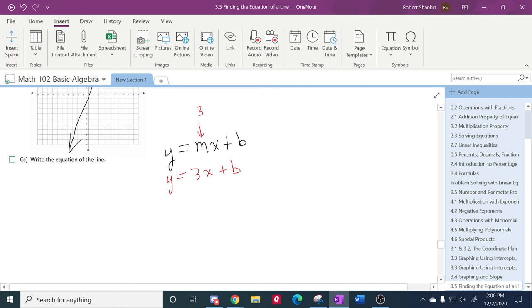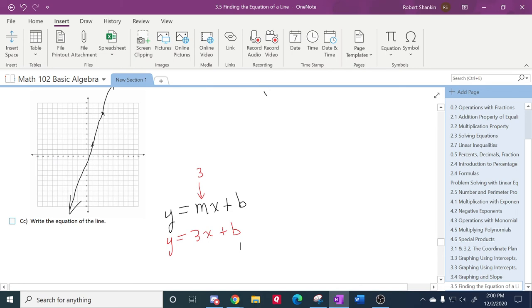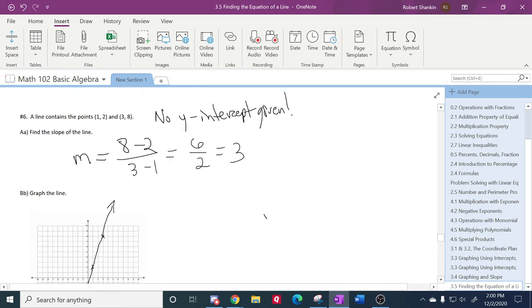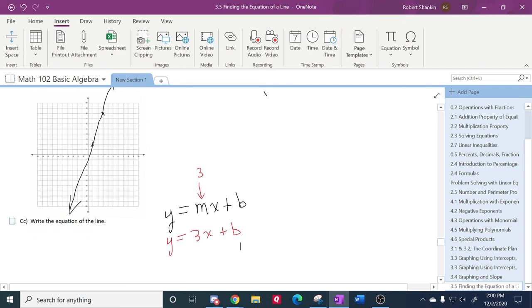Now, does anybody have an idea of how I might get this b? If I can get that b, then I've got the full equation of the line. It's not showing up here. How might I get it? Draw out the line and then see where it hits the y-axis?